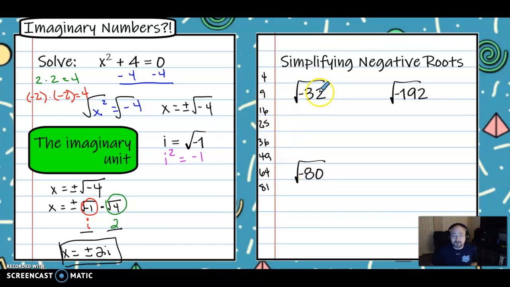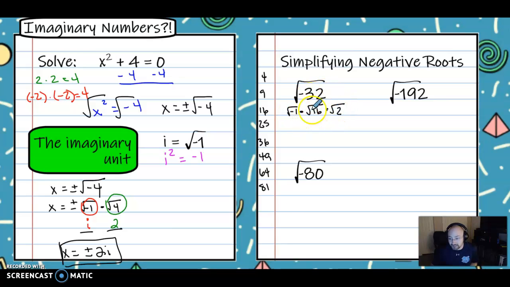Okay, so we want to simplify the square root of negative 32. Well, the first thing that I notice is that I can pull out a square root of negative 1 here. The square root of negative 1 can come out of this. That takes care of the negative. And then I need to break 32 up into some perfect square. Well, 16 is the biggest perfect square that goes into 32. So we're going to split that 32 into square root of 16 times the square root of 2.